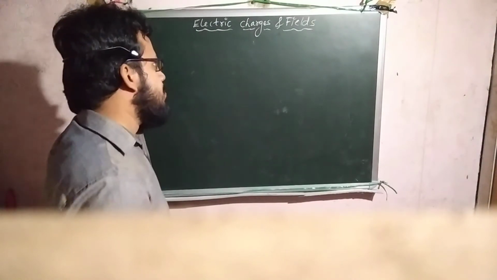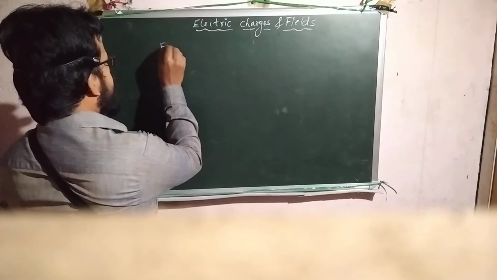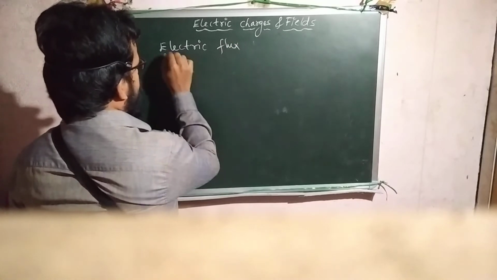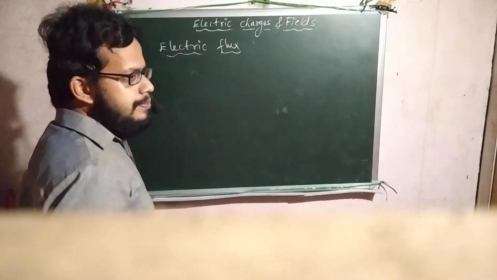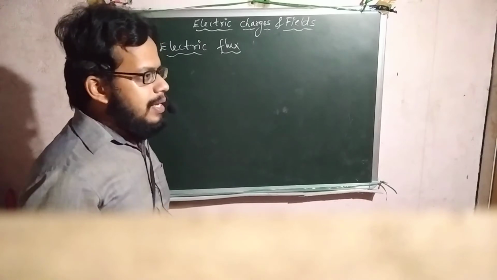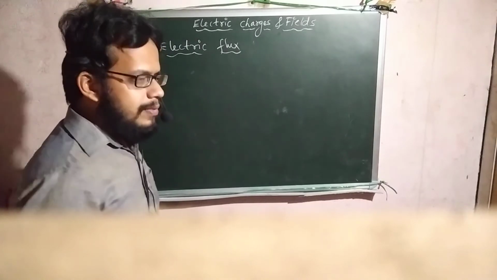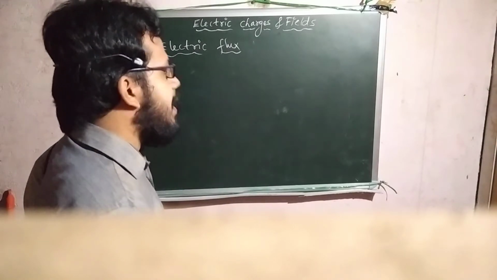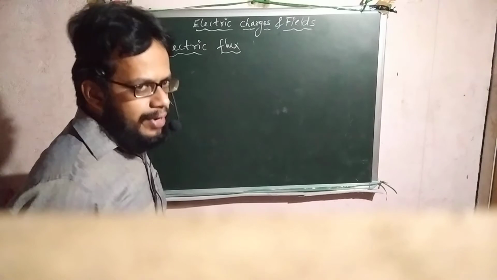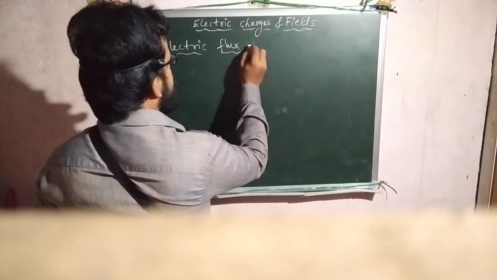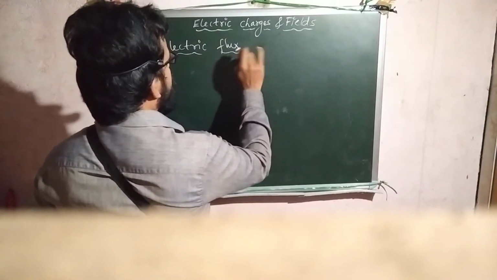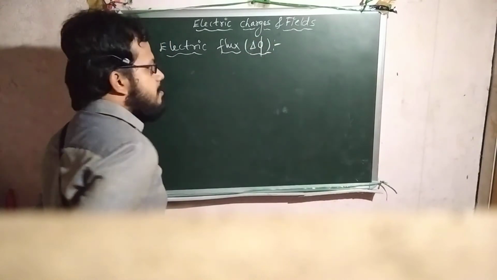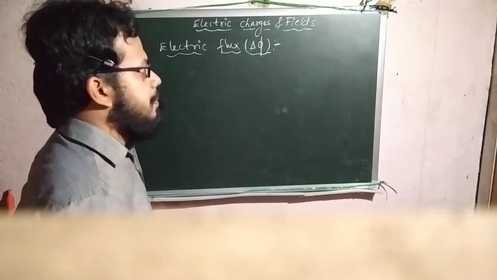Next topic is electric flux. Don't worry about the meaning of it now. We'll understand it step by step. I'll say what we have to understand. Just remember, this term, electric flux, is represented by delta phi. Delta phi is what you call electric flux.